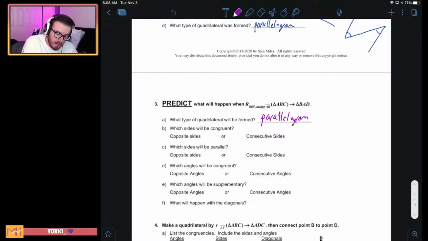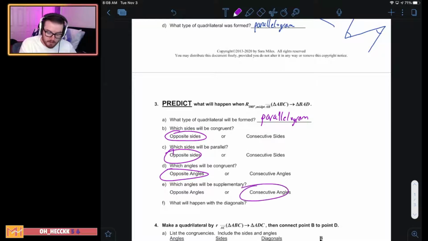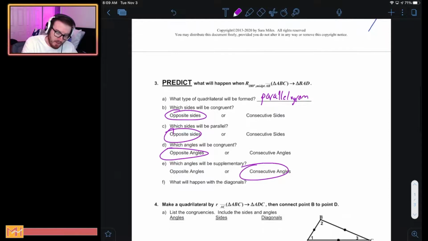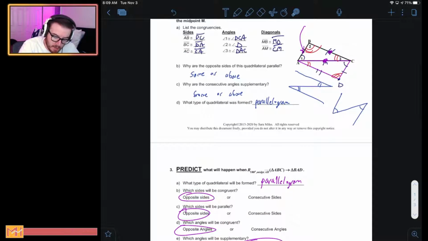What's going to happen? Our opposite sides are congruent. Our opposite sides are parallel. Our opposite angles are congruent. Our consecutive angles are supplementary, and the diagonals have been bisected. Right? That's everything that we were saying.